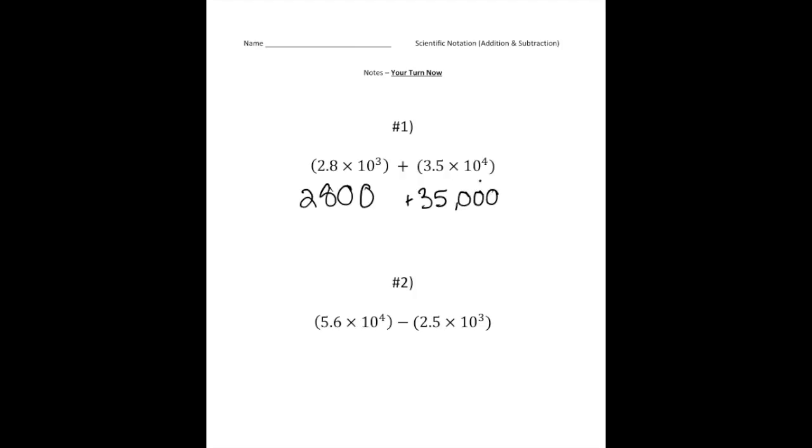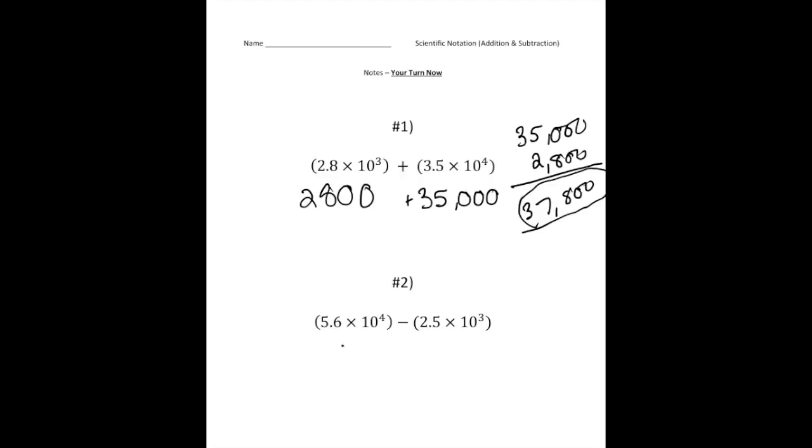All right, and then last but not least, we need to add 35,000 plus 2,800. And that will give us 37,800. How'd you do?